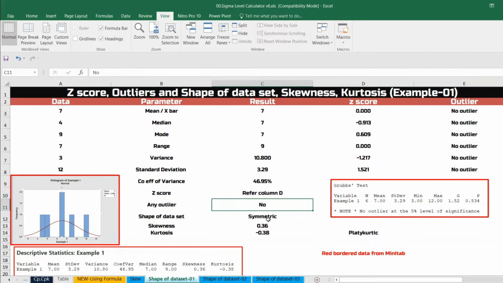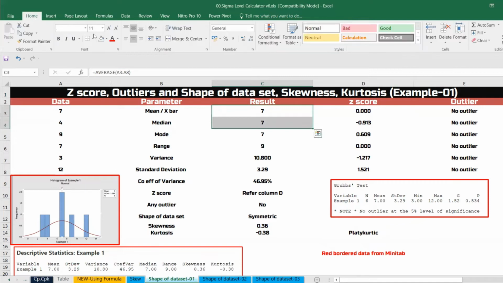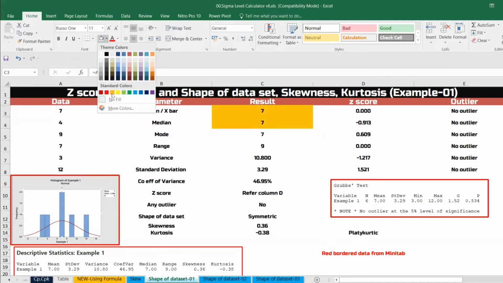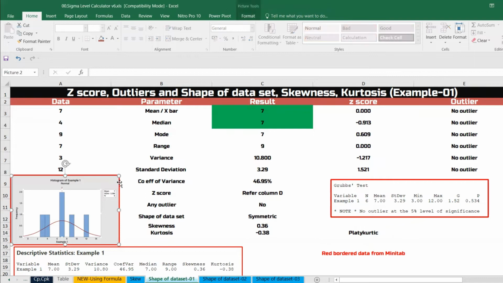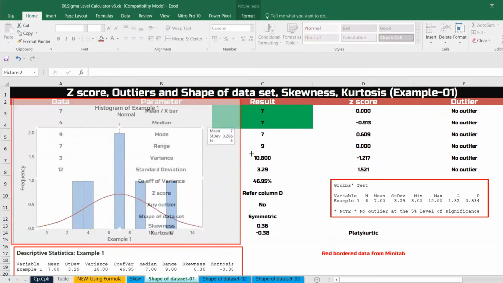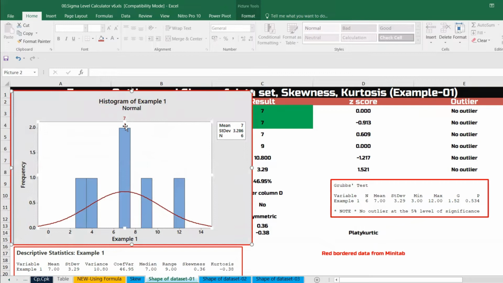And then the shape of the data. In this case, particularly, the mean and median are the same. If the mean and median are the same, it is called symmetrical. That means the curve is the same on both sides. Let me give you an example. Take this one. This is the mean, and exactly you can see that the distribution is half and half on both sides. There is no skewness. That is called symmetrical.